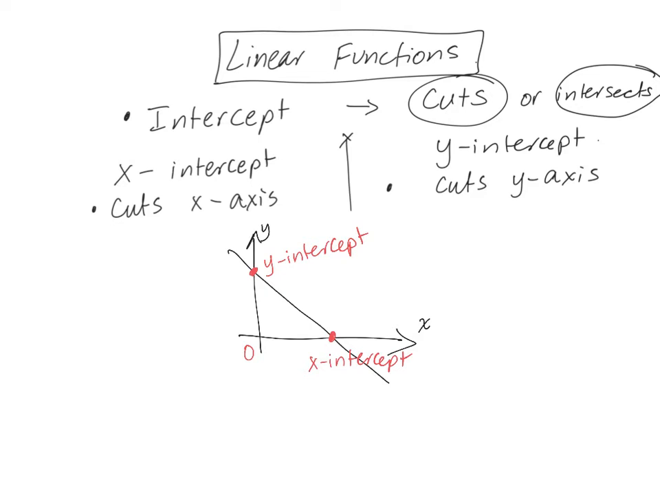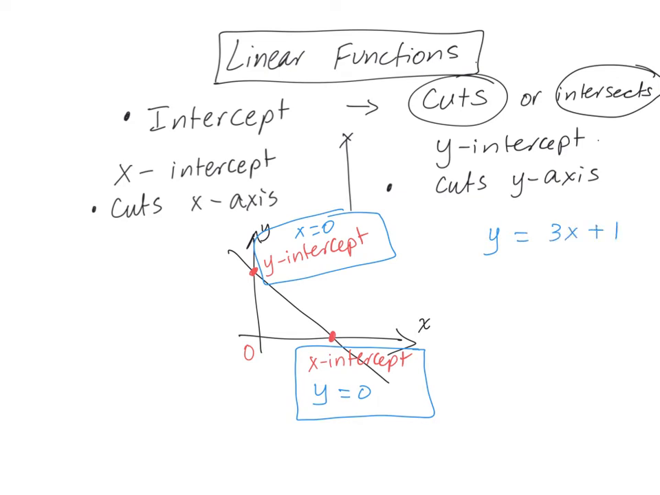So how do we find these? At the x-intercept, y is always 0. So that's a piece of information you want to work with, okay? And at the y-intercept, x is always 0. So if you're given this equation, y is equal to 3x plus 1. Now if I put x as 0, what am I finding? I end up finding the y-intercept. So let's plug in x as 0. What do we get? 3 times 0 plus 1. So y is 1. So the y-intercept becomes 1.